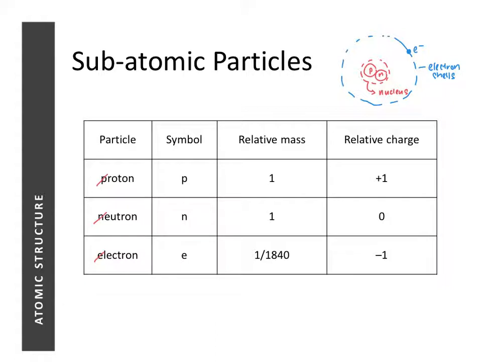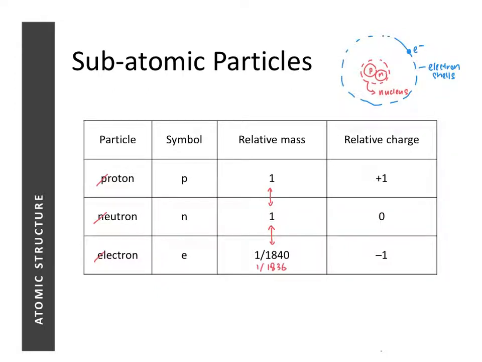The next thing that we need to learn is the relative masses. If you look at the relative mass of a proton and a neutron, it means that protons and neutrons have the same mass. When you compare it to the mass of an electron, it is 1/1840. Some textbooks give a more accurate value of 1/1836. Both are equally acceptable.